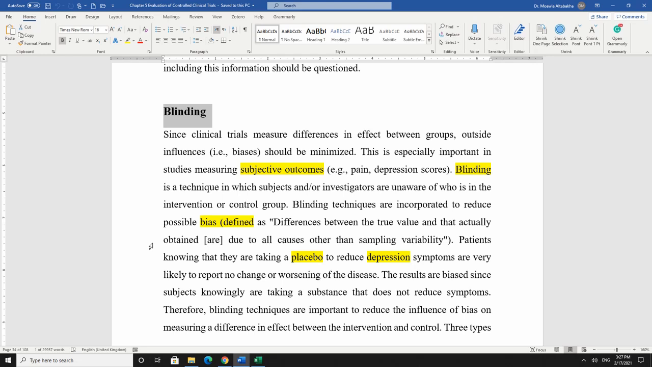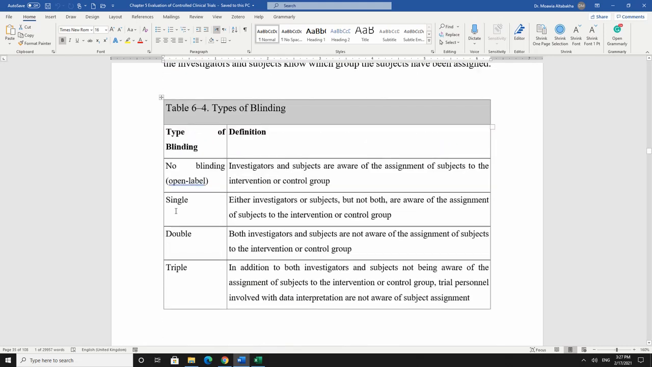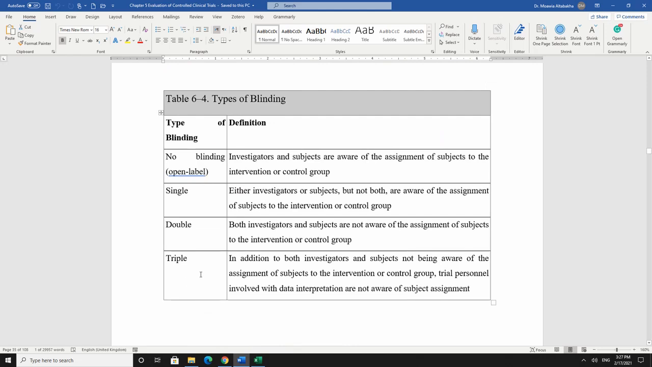So these clinical trials will need to include blinding, and blinding means that maybe the investigators and or the subjects receiving the treatments are not aware of their assignment, whether they are taking the active drug or the placebo. Now there are three types of blinding, and I will go through them here and talk about them.